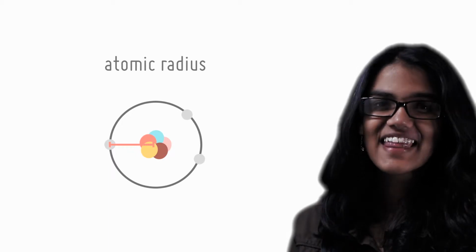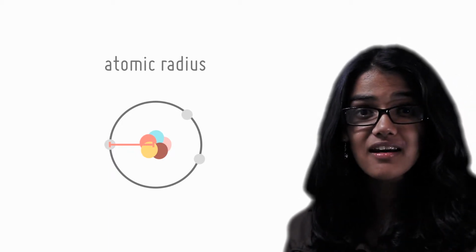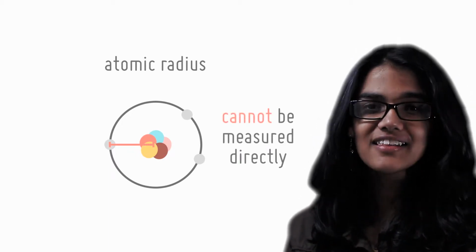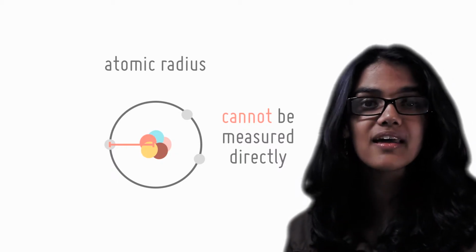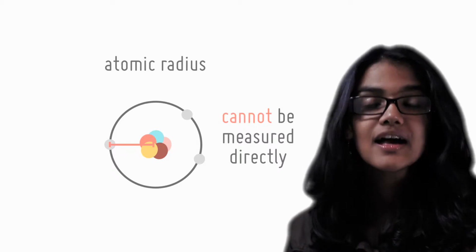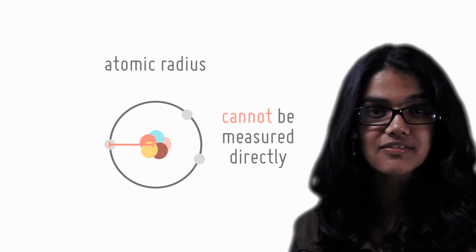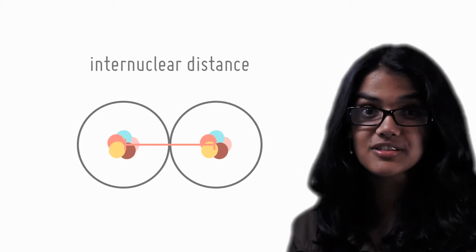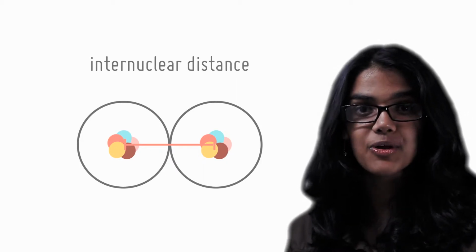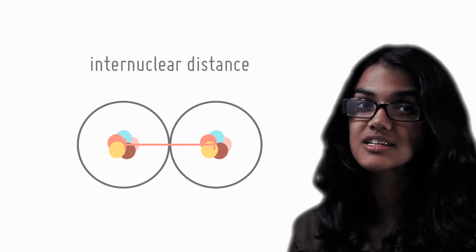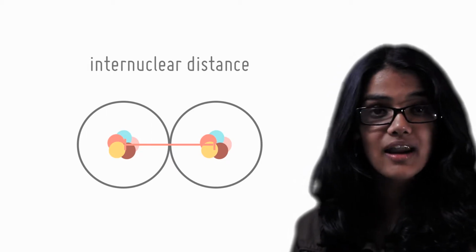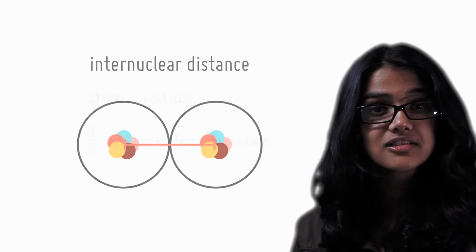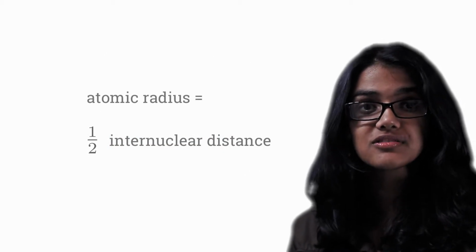Now, keep in mind that the radius of a single atom cannot be directly measured. To find the atomic radius of an element, we must look at two atoms of this element when they are as close together as possible. The distance between the two centers of these atoms is called the internuclear distance, and from this diagram you can see that it is not far off from the diameter of just one of these atoms. Now, because we know radius is 1/2 of the diameter, we calculate the atomic radius by dividing the internuclear distance by 2.